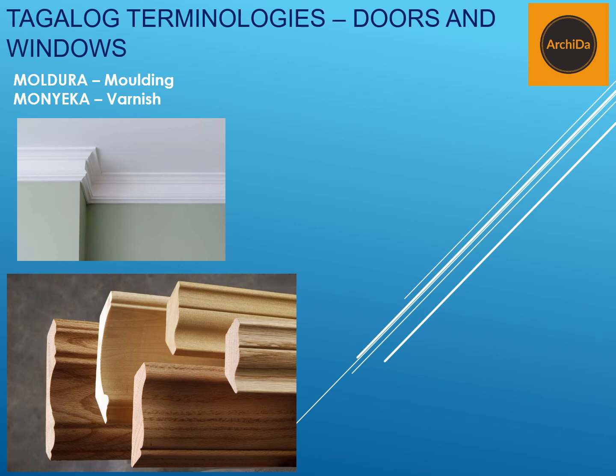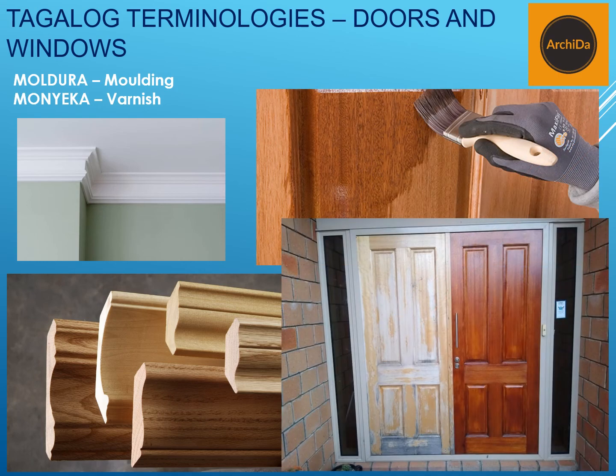Moldura is a molding. This is usually located on the upper portion of a space or a room, wherein it is used to cover the termination between the wall and the ceiling. While muñeca is varnish. It's either used to varnish your sidings or your doors.